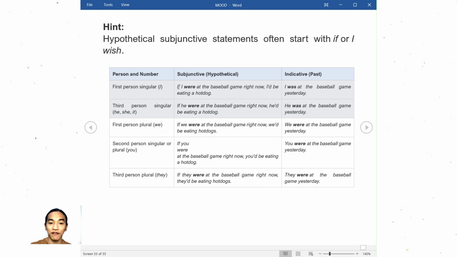Look at this one. If I were at the baseball game right now, I'd be eating a hot dog, right? So you can see there that this is hypothetical. If he were at the baseball game, if we were, if you were, if they were. So it means were is used, usually with the sentences with if or I wish, okay? So it does not follow your subject-verb agreement. And remember, this is an indication of a non-factual or hypothetical situation, okay?